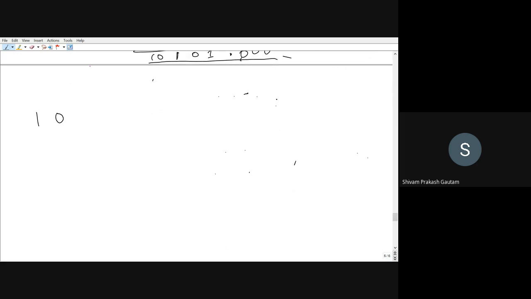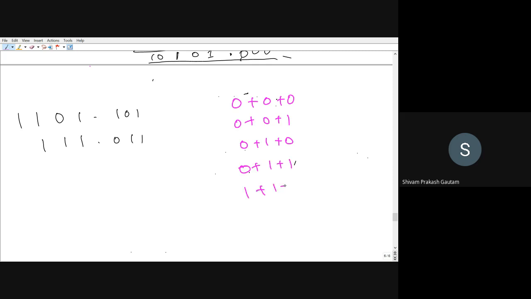So 10101 decimal 101, and here it is 111.011. I'm just telling you, if you are having 0 plus 0 plus 0, 0 plus 0 plus 1, 0 plus 1 plus 0, 0 plus 1 plus 1, and 1 plus 1 plus 1. So if 0 plus 0 is 0, it will be 0. It will be 1. Here also we will get 1. And 1 plus 1 will be equal to 10.